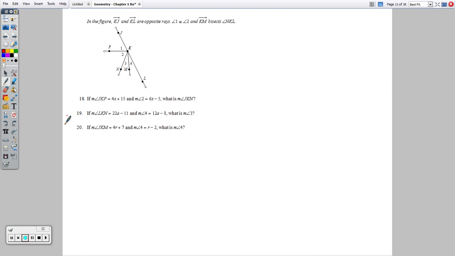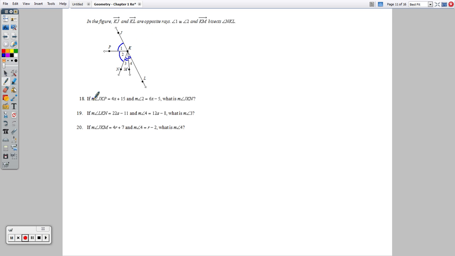Let's take a look at numbers 18 through 20 now. It says in the figure, ray KJ and ray KL are opposite rays. Okay, I can see that. They form this straight line together. Angle 1 is congruent to angle 2. I'm going to draw that in my picture. So those two have the same measure, and KM bisects NKL. So this angle right here getting bisected. I'm going to put 2 marks here, and 2 marks over here. So angle 3 is congruent to angle 4, and 1 is congruent to 2, based on that information.